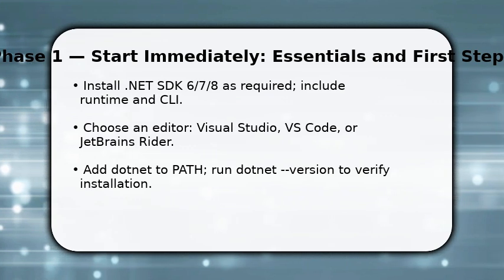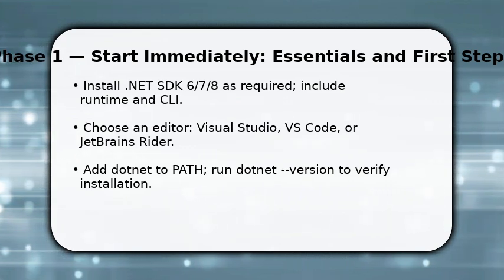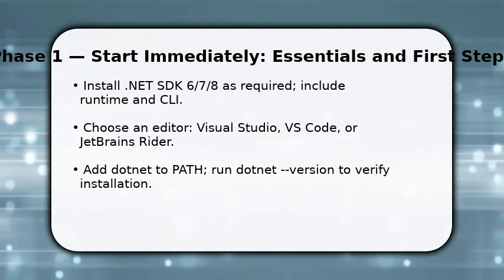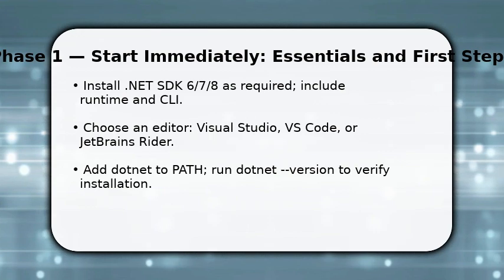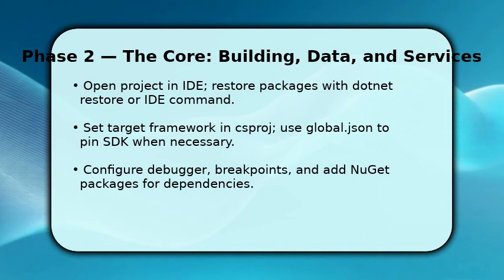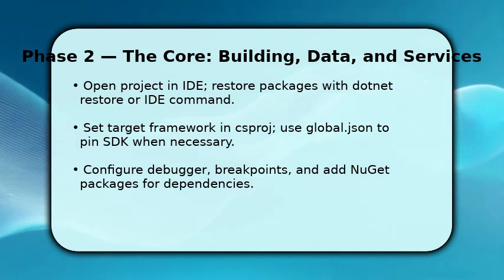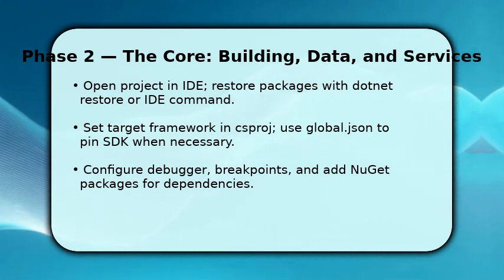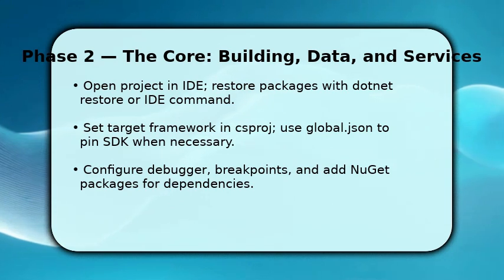Make sure Git is initialized so you can track changes as you progress. Once the project exists, open it in your IDE and restore NuGet packages so references resolve. You should set the target framework in the csproj file and optionally add a global.json to pin the SDK version, which prevents surprises across machines.